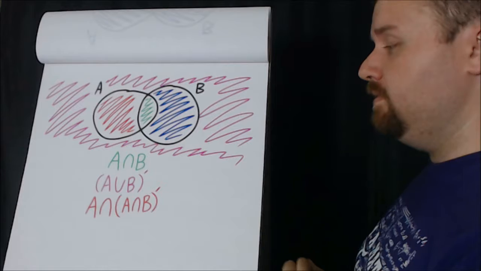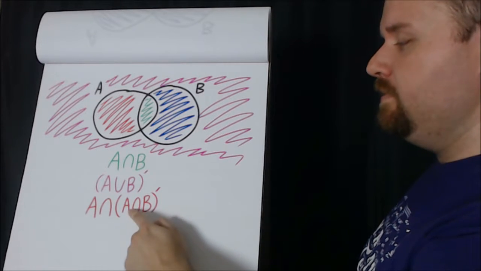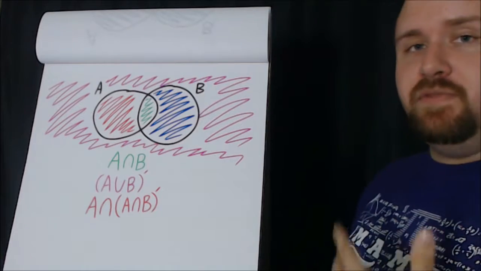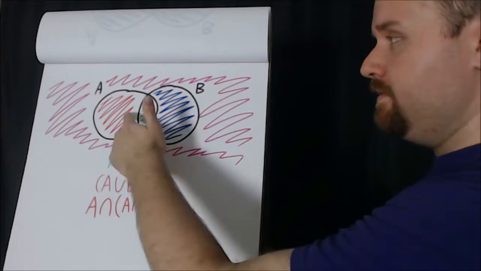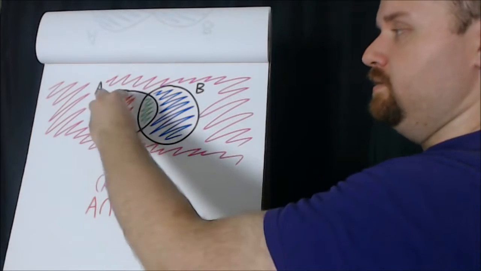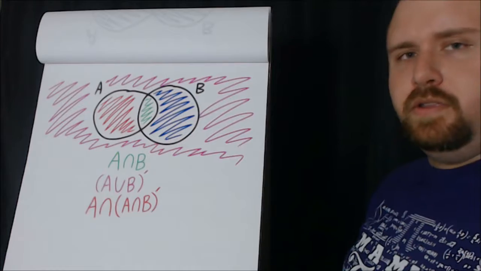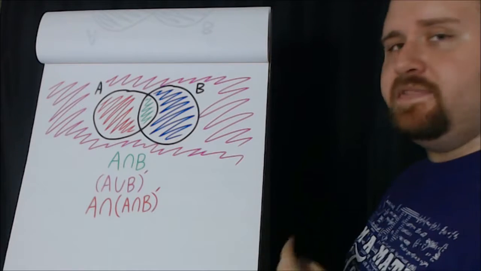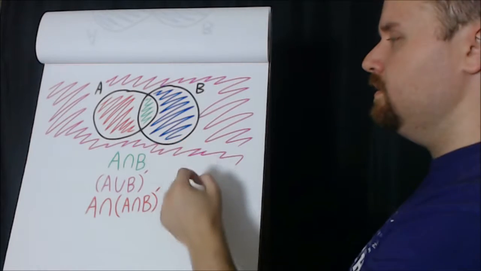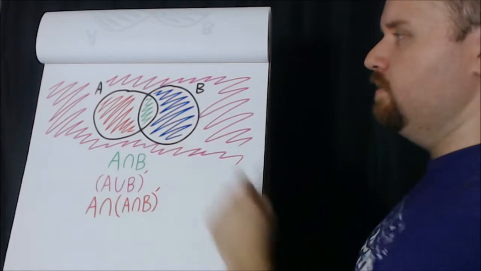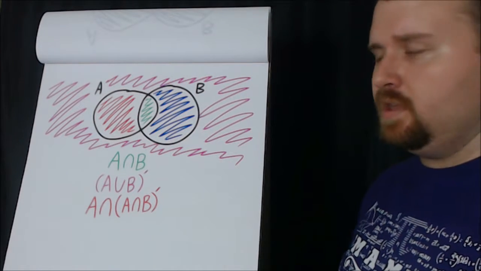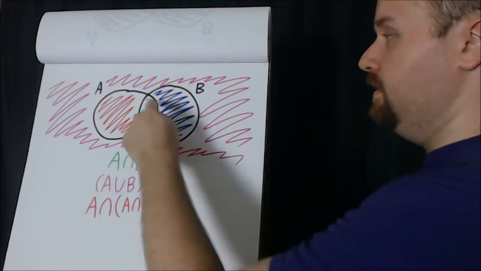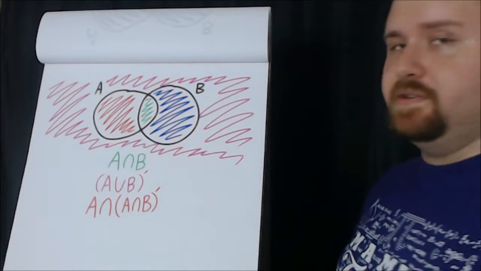So the complement of A intersect B would be everything that's not in the green region here. And if we intersect that with A, then that's going to include just this red section right here. Using the same logic, the blue region is everything that's in B, but not in the overlap between A and B. And so we want to have B intersected with the complement of A intersect B.